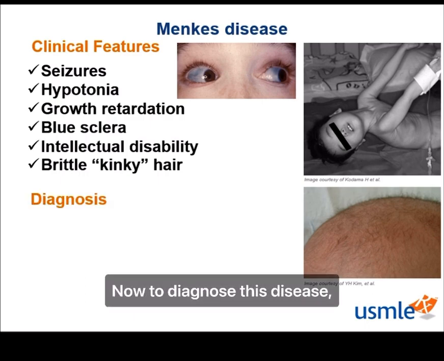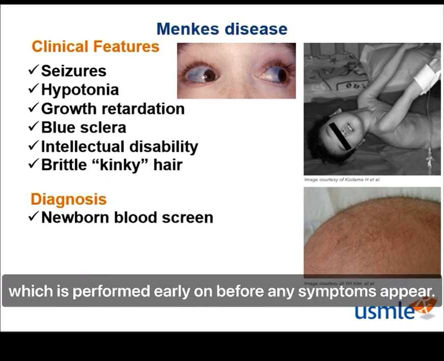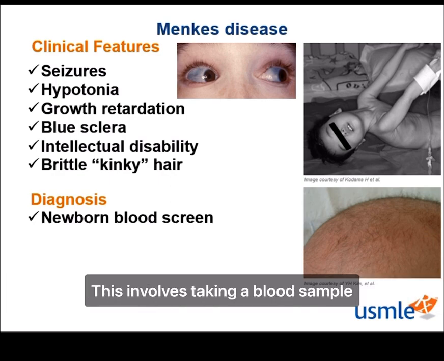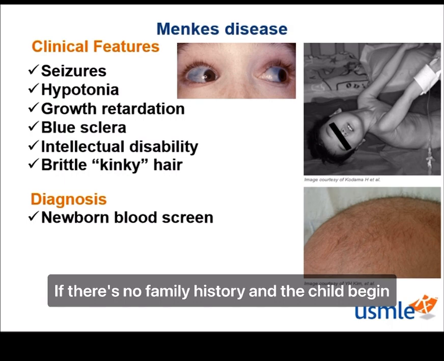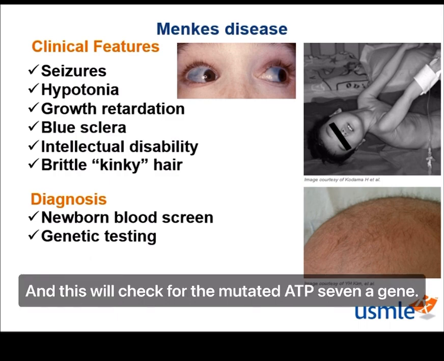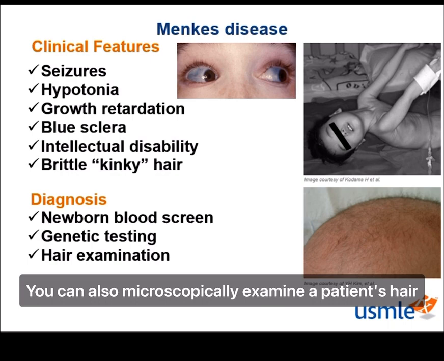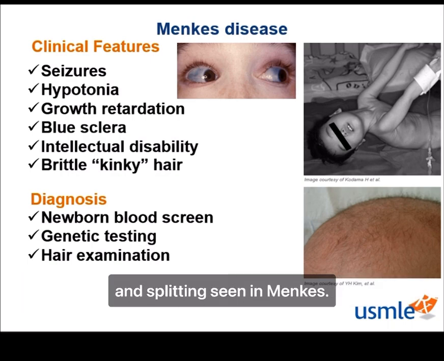Now to diagnose this disease, you can do so a few different ways. If there's a family history of the disease, you can do a newborn screen, which is performed early on before any symptoms appear. This involves taking a blood sample and measuring certain neurochemicals that, depending on their levels, can allow for early detection. If there's no family history and the child begins to develop signs and symptoms, a genetic test can be done, and this will check for the mutated ATP7A gene. You can also microscopically examine a patient's hair and check for the characteristic twisting and splitting seen in Menkes.